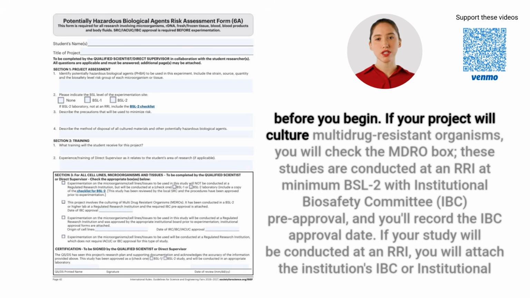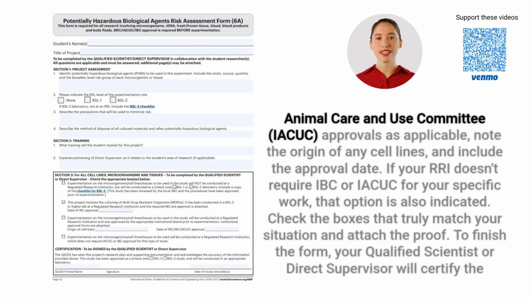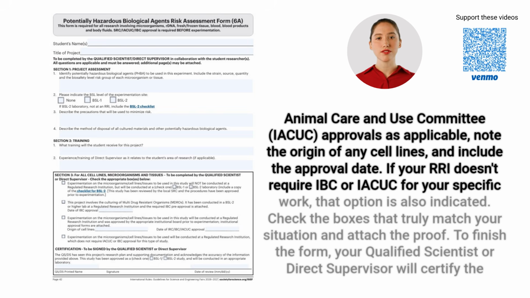If your project will culture multi-drug resistant organisms, you will check the MDRO box. These studies are conducted at an RRI at minimum BSL-2 with Institutional Biosafety Committee (IBC) pre-approval, and you'll record the IBC approval date. If your study will be conducted at an RRI, you will attach the institution's IBC or Institutional Animal Care and Use Committee (IACUC) approvals as applicable. Note the origin of any cell lines and include the approval date. If your RRI doesn't require IBC or IACUC for your specific work, that option is also indicated. Check the boxes that truly match your situation and attach the proof.